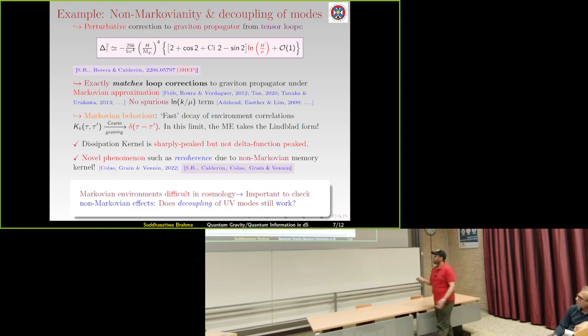Markovian environments are pretty difficult to get in cosmology for many symmetry reasons. So we have to check the effect of non-Markovian effects, and maybe that does affect the decoupling of UV modes. That would have some resonance with the Transplanckian problem of inflationary cosmology. Maybe that's where it comes in, and this decoupling doesn't happen as smoothly as one would expect from Wilsonian EFTs.